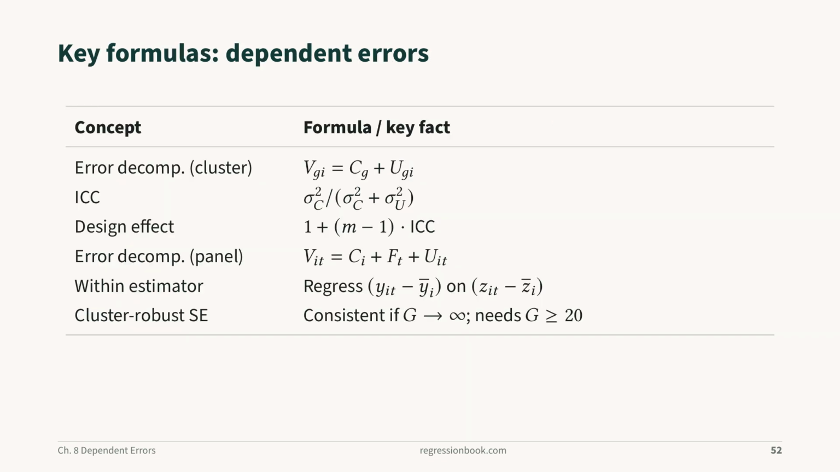The formula card for dependent errors, the cluster decomposition, the intra-class correlation, the design effect, the panel decomposition with unit and time effects, the within estimator as demeaned regression, and the cluster robust standard error, consistent as clusters grow, wanting at least 20. 6 lines that summarize the machinery.